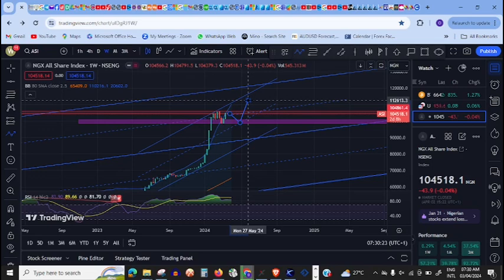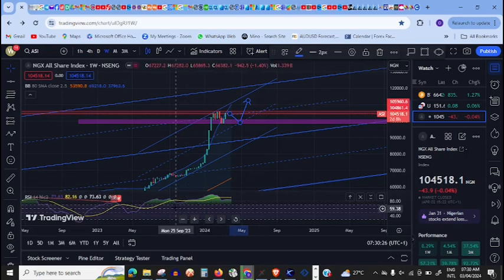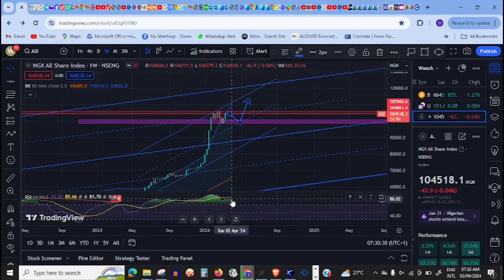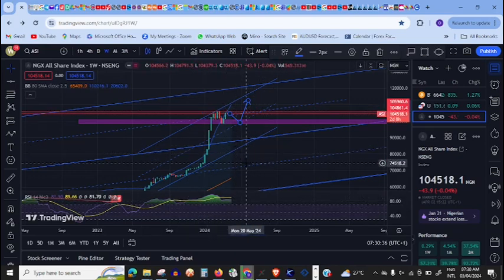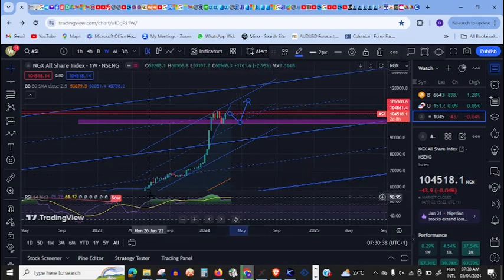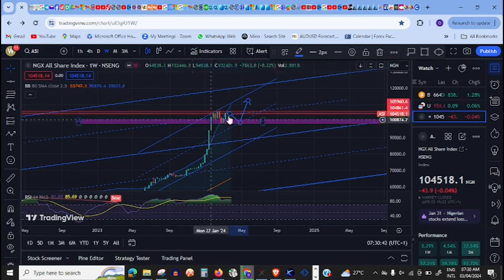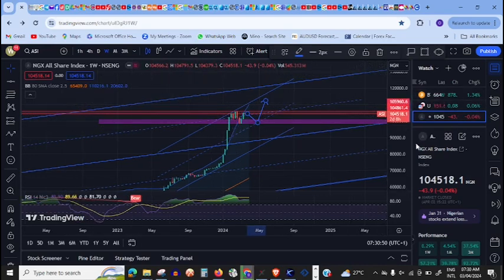Looking at my oscillator here, RSI is saying that it has already crossed lower in the overbought region. So yes, price can still go higher, but let's just wait for correction. It's going to be either a correction or a pullback, but I don't expect much breakout for now. So I think that should be all for the all-share index.